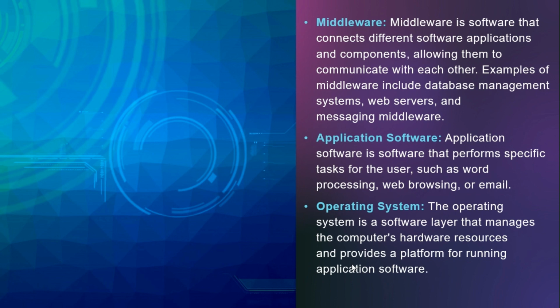Application software. Application software is software that performs specific tasks for the user, which are asked by the user, such as word processing, web browsing, or email.